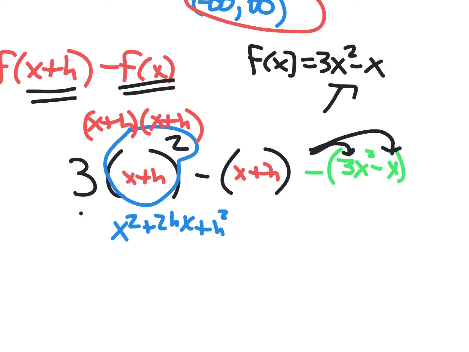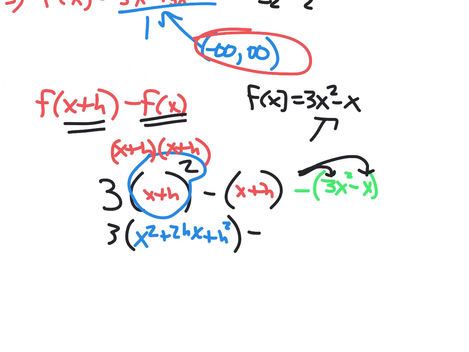Now I'm going to do my 3 in front of that. And then I have minus this x plus h. Where'd that come from? Because you put in x plus h in both of the x's. This x gets an x plus h, and this x gets an x plus h. That's where this x plus h came from. Now I'm going to distribute that negative, negative x, negative h. And then I'm going to distribute this negative, negative 3x squared. And a negative negative x makes plus x.